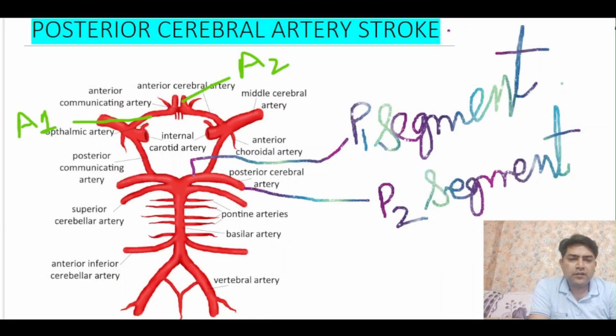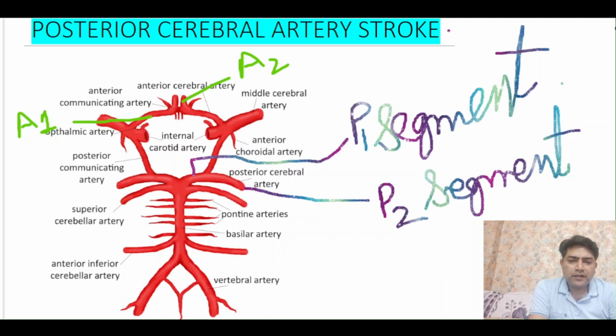Now, friends, you may recall that in the previous video we discussed the middle cerebral artery stroke. We told you that we'll be dealing with the other strokes, and among those strokes, posterior cerebral artery stroke is one of the most important to deal with. Today we'll deal with the posterior cerebral artery strokes.